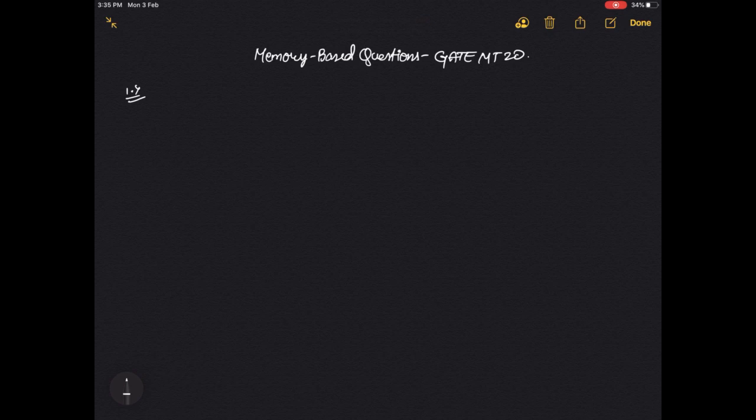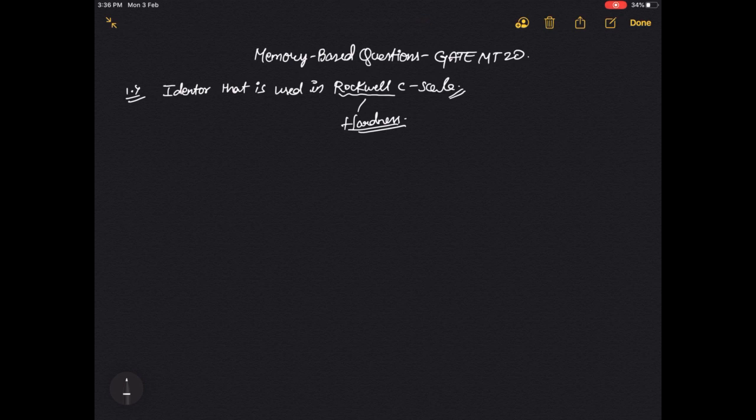So the first question is what they asked about: the type of indenter that's used in Rockwell C scale. As you know guys, the Rockwell test is used for measuring hardness, which is one of the types of indentation tests. And in this we have A, B, C, three scales, in which in A we'll be using the Brale indenter, in B we use a steel ball, and in C also we'll be using the Brale indenter.